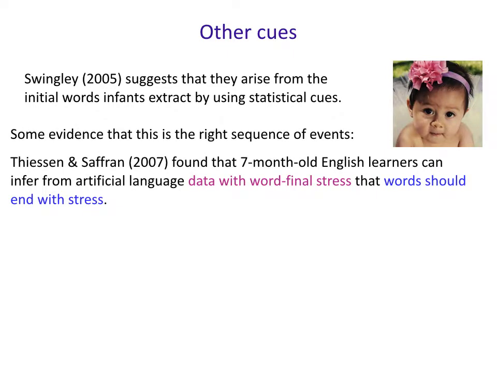So Swingley 2005 again suggests that the stress-based cues that infants use to segment speech around 9 months can arise from the initial words that infants extract by using statistical cues alone. And another example that this is the right sequence of events comes from a study by Thiessen and Saffran in 2007, and they found that at 7 months, English learners can infer from artificial language data with word final stress that words should end with stress.